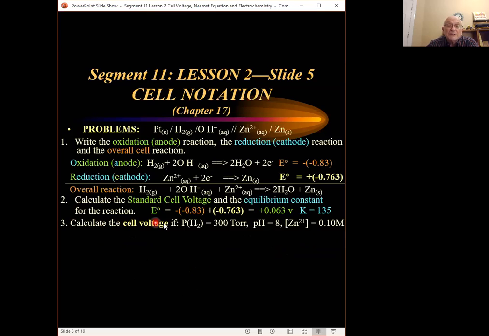Calculate the cell voltage if the pressure of hydrogen is 300 torr, the pH is 8, and the zinc concentration is 1 mole per liter. These are all typical calculation numbers we might actually have. Okay, it's the Nernst equation. The E is the E0 minus RT over NF log Q. So there is my standard voltage I calculated up here, 0.063 minus RT over NF.